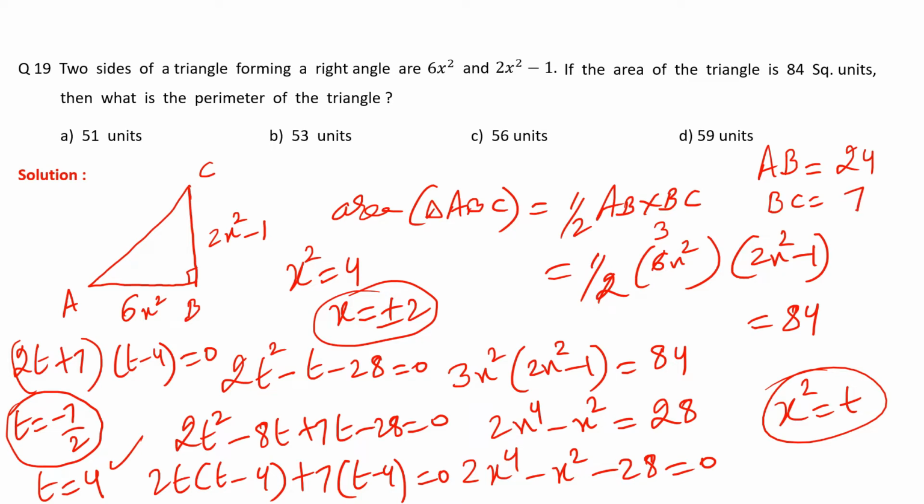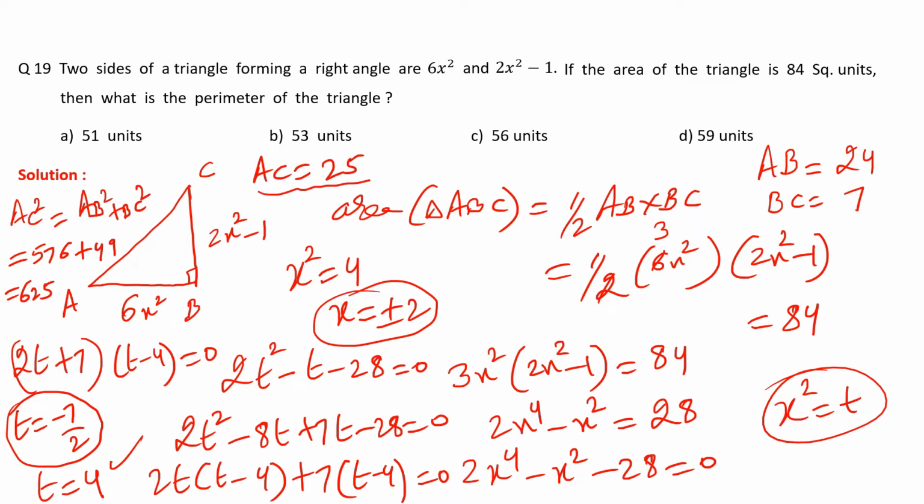So now if I use the Pythagoras theorem, then according to the Pythagoras theorem, I can write AC² equal to AB² plus BC², right? So as per this theorem, it becomes 24², which is 576, plus 7², which is 49. So finally this becomes 625. So that means we get the value of AC as 25.